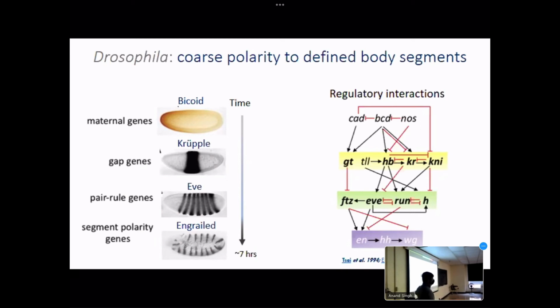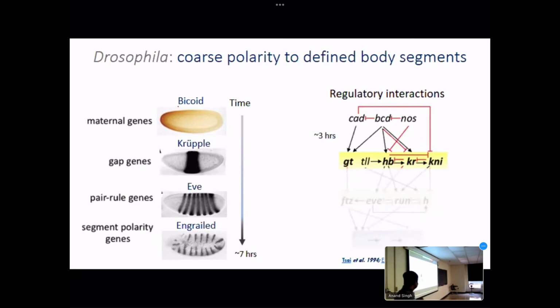These are very complicated patterns, and you can see they happen within 7 hours, with many, many transitions. What we'll be focusing on are these early 3 hours, where maternal input genes give details about what genes or bands of expression should be on or off.